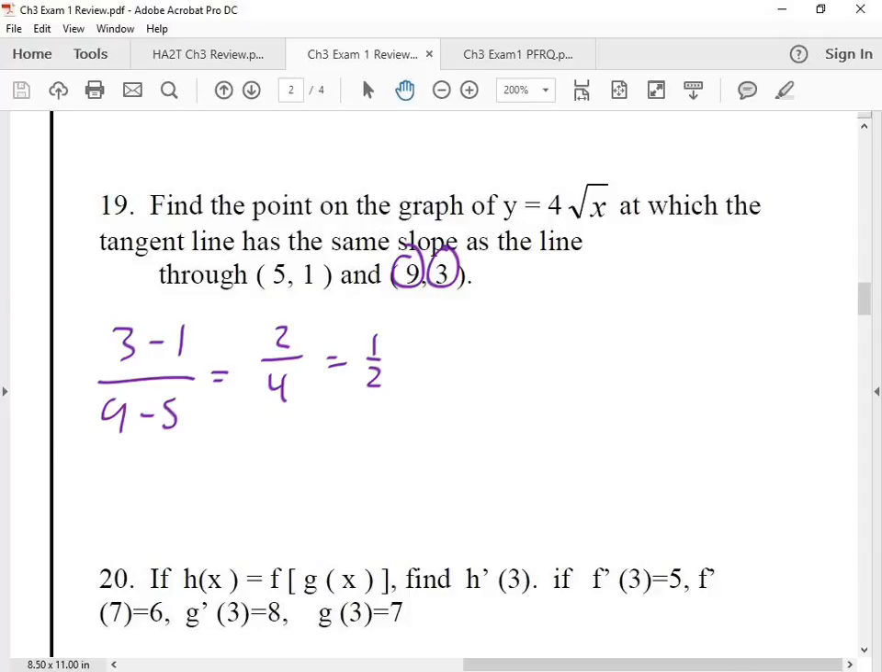So the slope has to equal this, so this has to equal y prime. And then you just have to solve it. Find the points on this curve where the tangent line slope is 1/2. That's what this is saying. So what is the derivative of that?